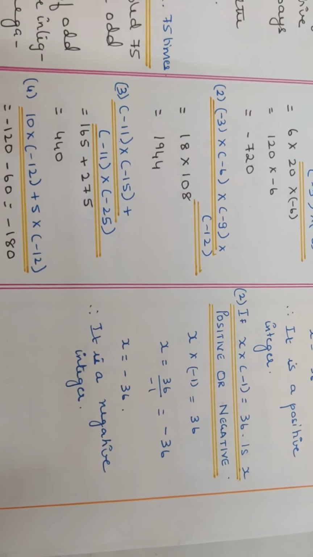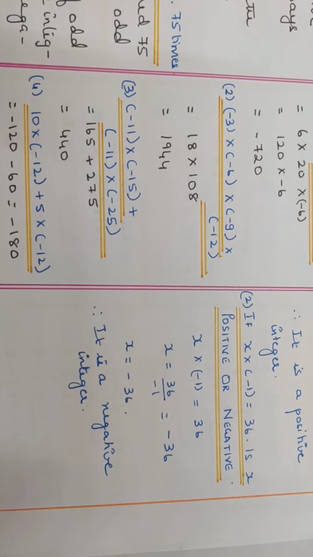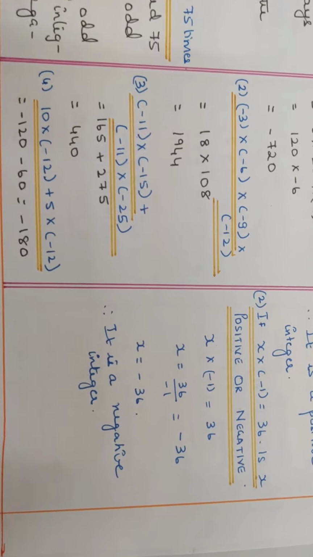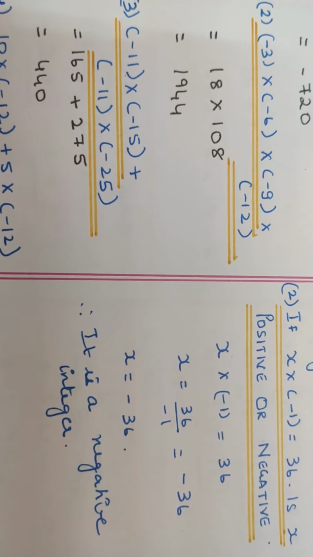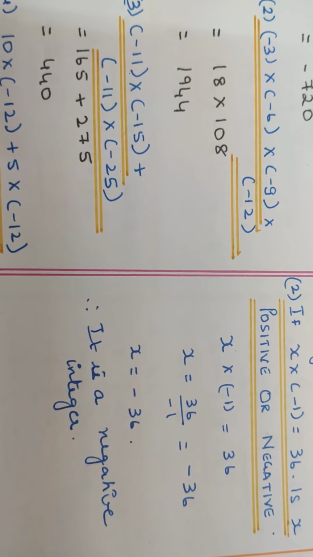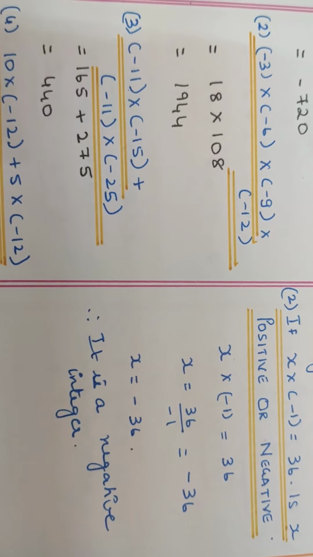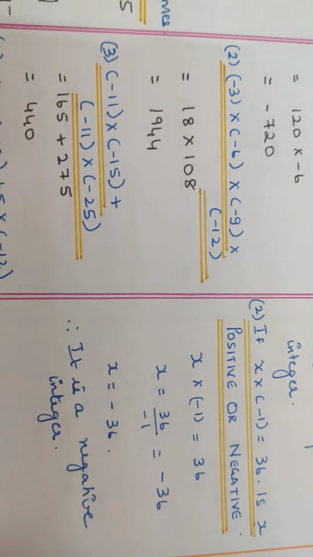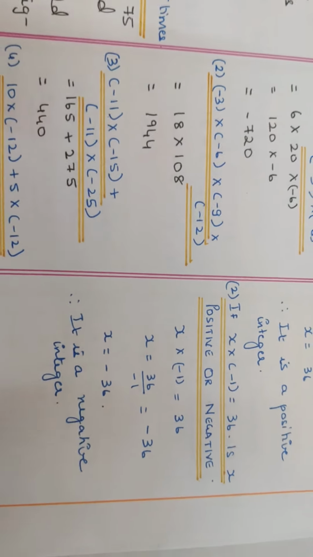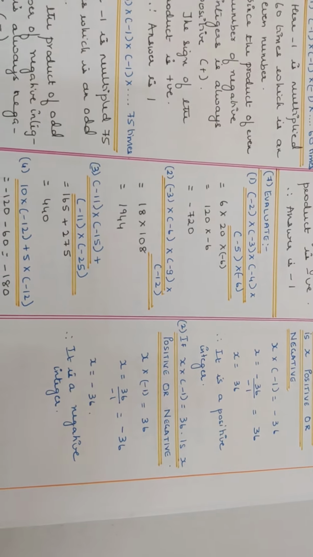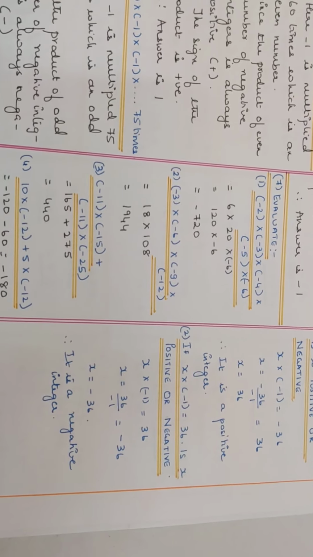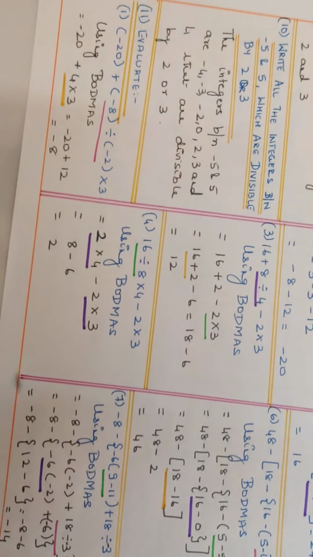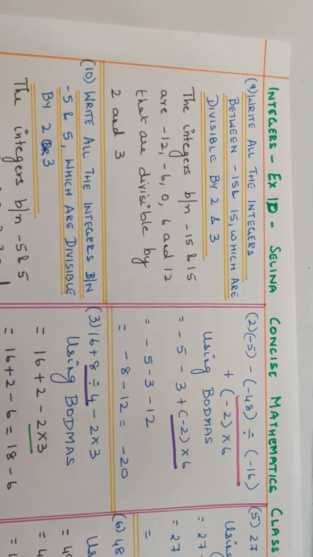Let's move on to the second one in the question B. If x into minus 1 is equal to 36, is x positive or negative? So x into minus 1 is equal to 36. X is equal to 36 by minus 1. Plus divided by minus is minus. Therefore x is equal to minus 36 and the answer is a negative integer. Students, it's all easy. If you have gone through all my exercise 1A, B, C, you will get to know all these rules and all these rules are implemented in 1D. Now let's move on to the ninth sum.